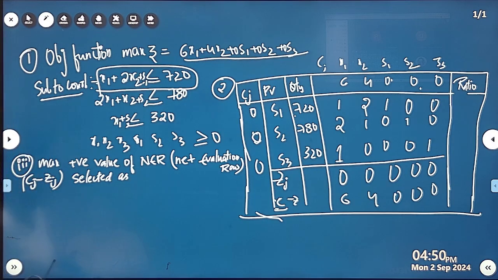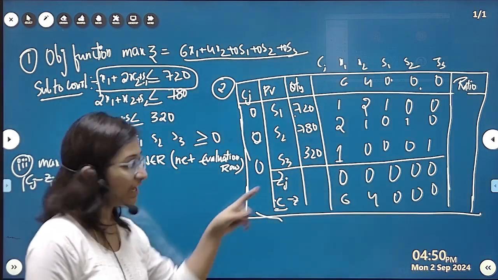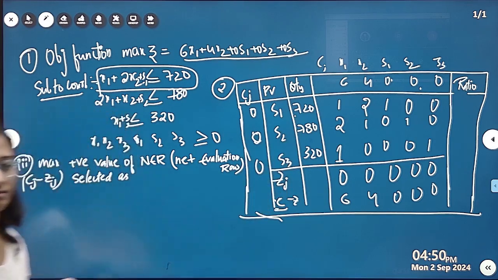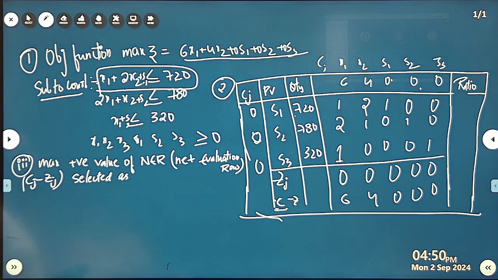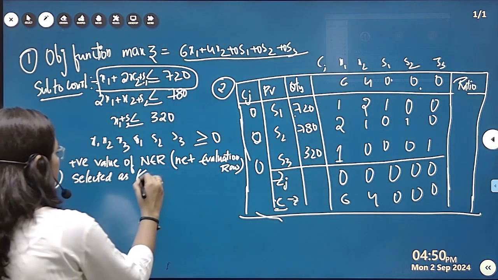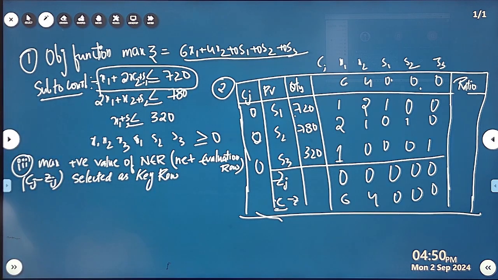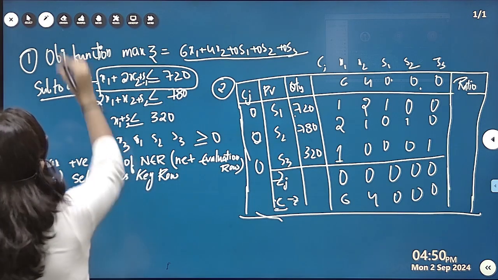Yes, because slack variables, right? Slack variable value we can take, but when we do table number 2, 3, the values may change. Because in the second step we have replaced that x1 with s3, so in that case the values will change. But when we are doing the first table, the values will be 0 every time. Selected as key row, so key column.